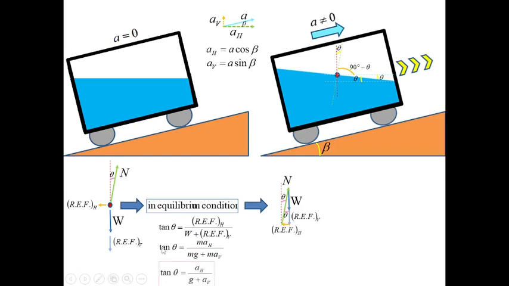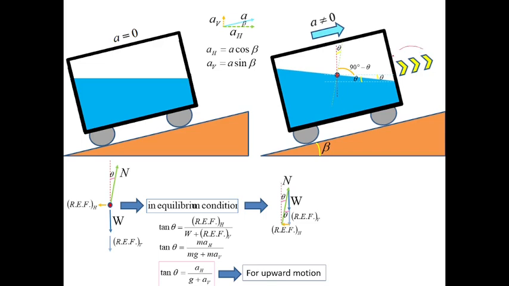So, in this case, tangent theta is equals to, cancel yung mass, so AH over G plus AV. So, yan yung ating formula for the angle, tangent of the angle theta: horizontal component of the acceleration over the sum of acceleration due to gravity and the vertical component of the acceleration. So, this is for upward motion.